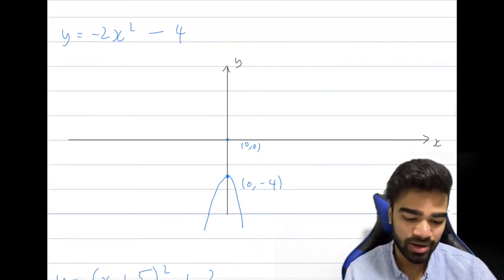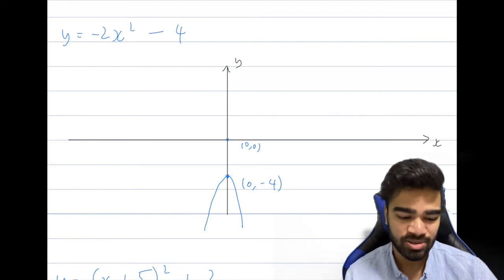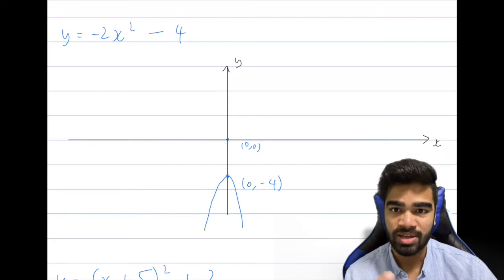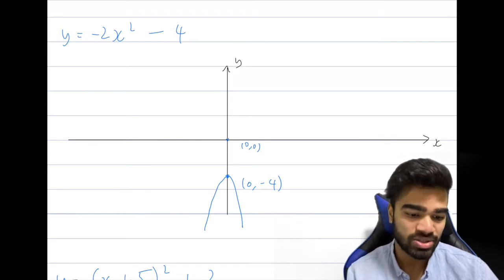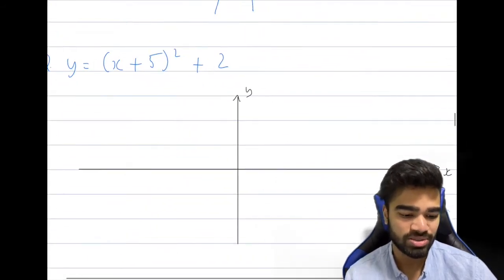So step number 1, find the turning point. Then steps number 2 and 3 were x-intercepts and y-intercepts, but in this case, you'll notice there are no x-intercepts. So step number 4 was sketch. To sketch, you need to know what sort of dilation there is. So that's the whole process. If that didn't fully make sense, don't worry, we'll do more questions. So we'll do this one first.